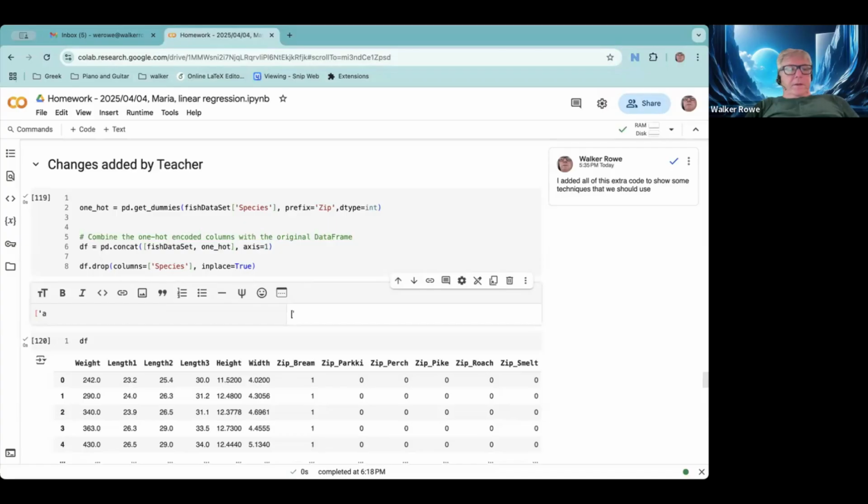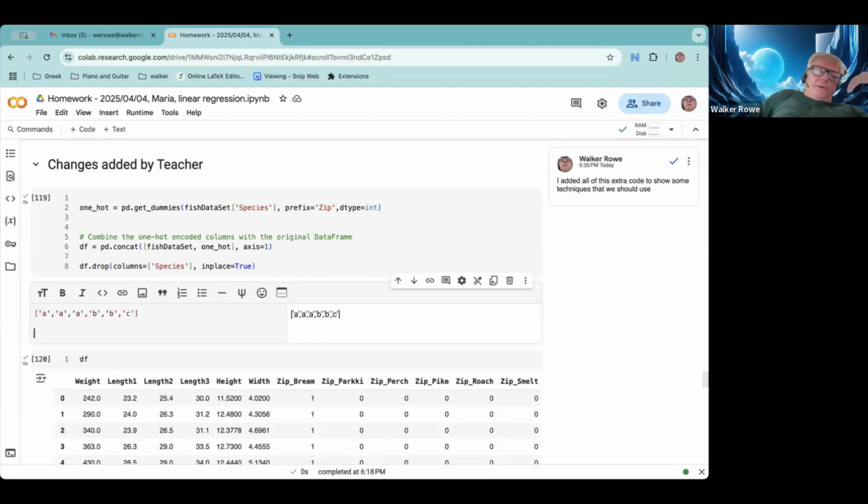We have a data set with A, A, and then B, B, and then the C. Okay, if we want to use this text in our model, which we definitely do, remember, why did I say it was important to know what kind of fish it is? You know, some fish are heavier than others, so we do need that information.